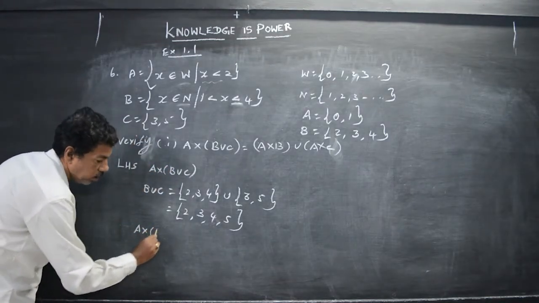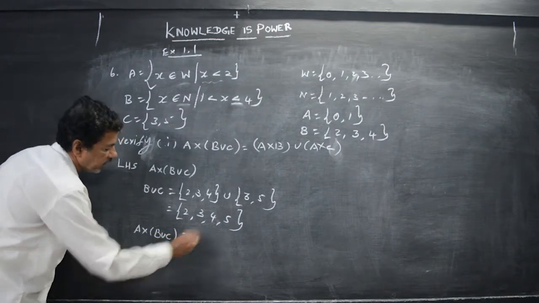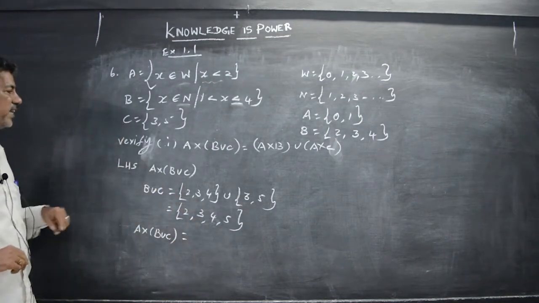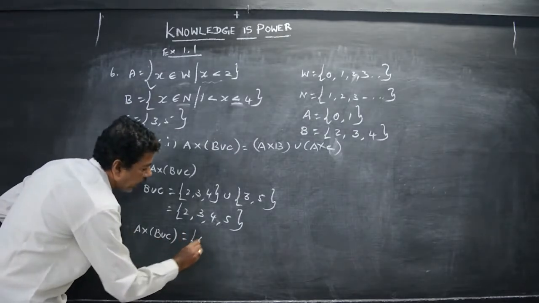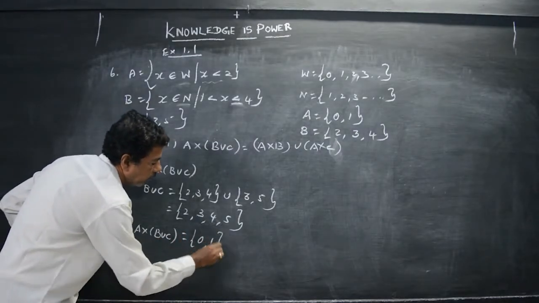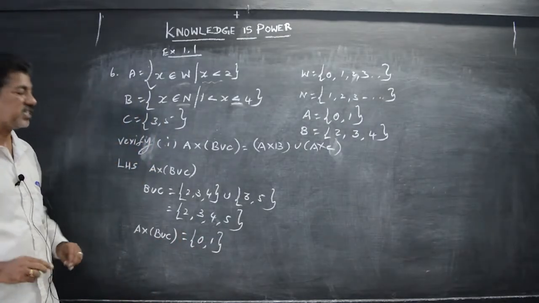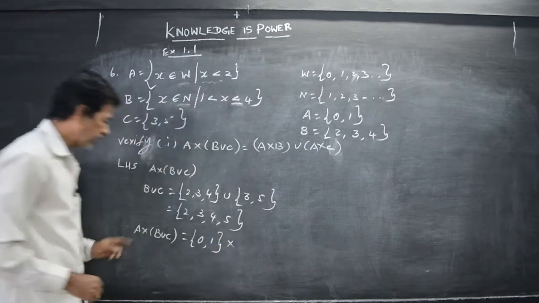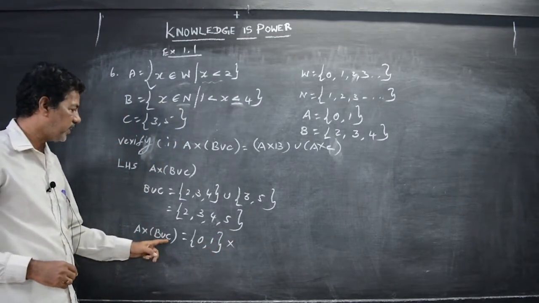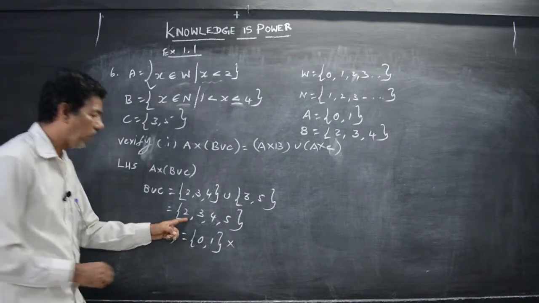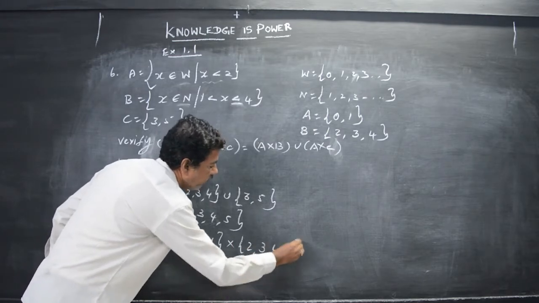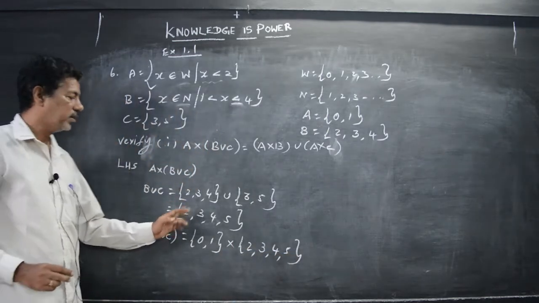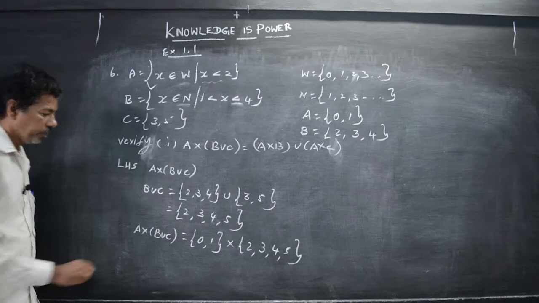Now A cross B union C. What is the A set? Already we wrote 0, 1. That is the A set. And what is B union C? This is the answer we have got: 2, 3, 4, 5. The answer you get should be written here.